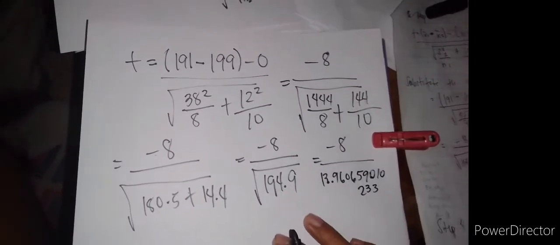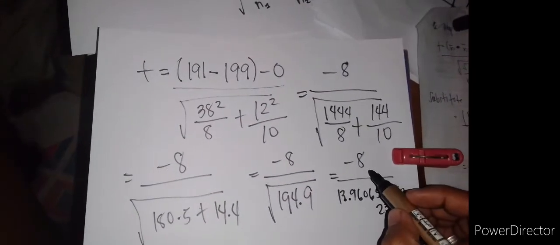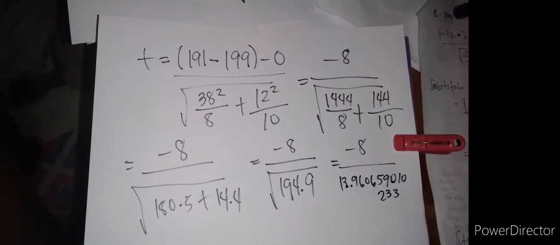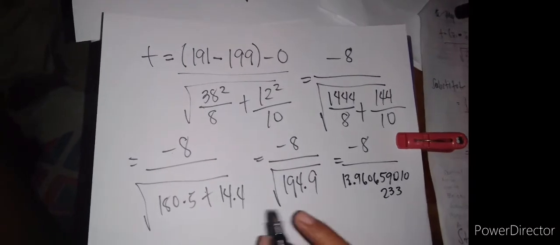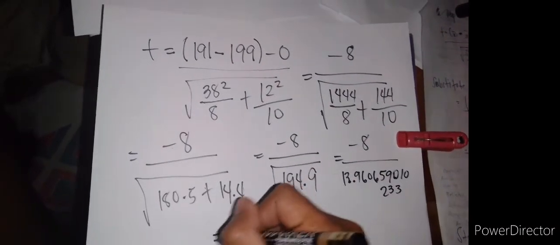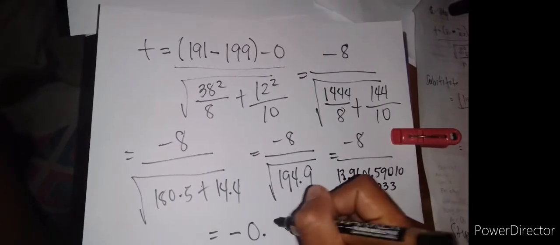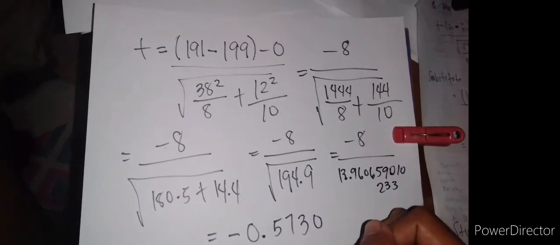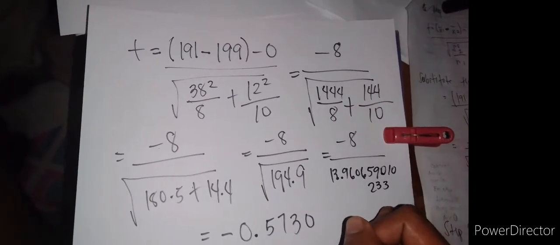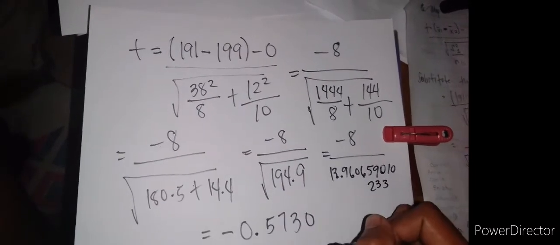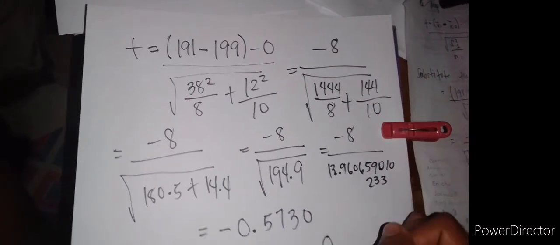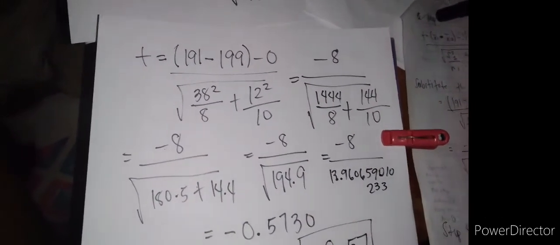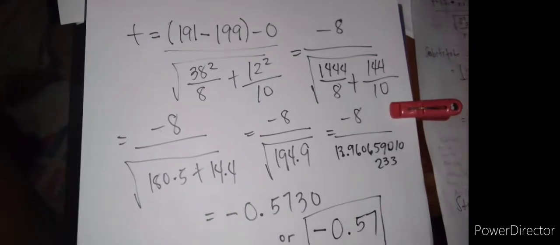Negative 8 divided by the square root of 194.9, which is 13.960659010, is equal to negative 0.5733, or rounded to 2 decimals, negative 0.57. So our test value in this problem is negative 0.57.